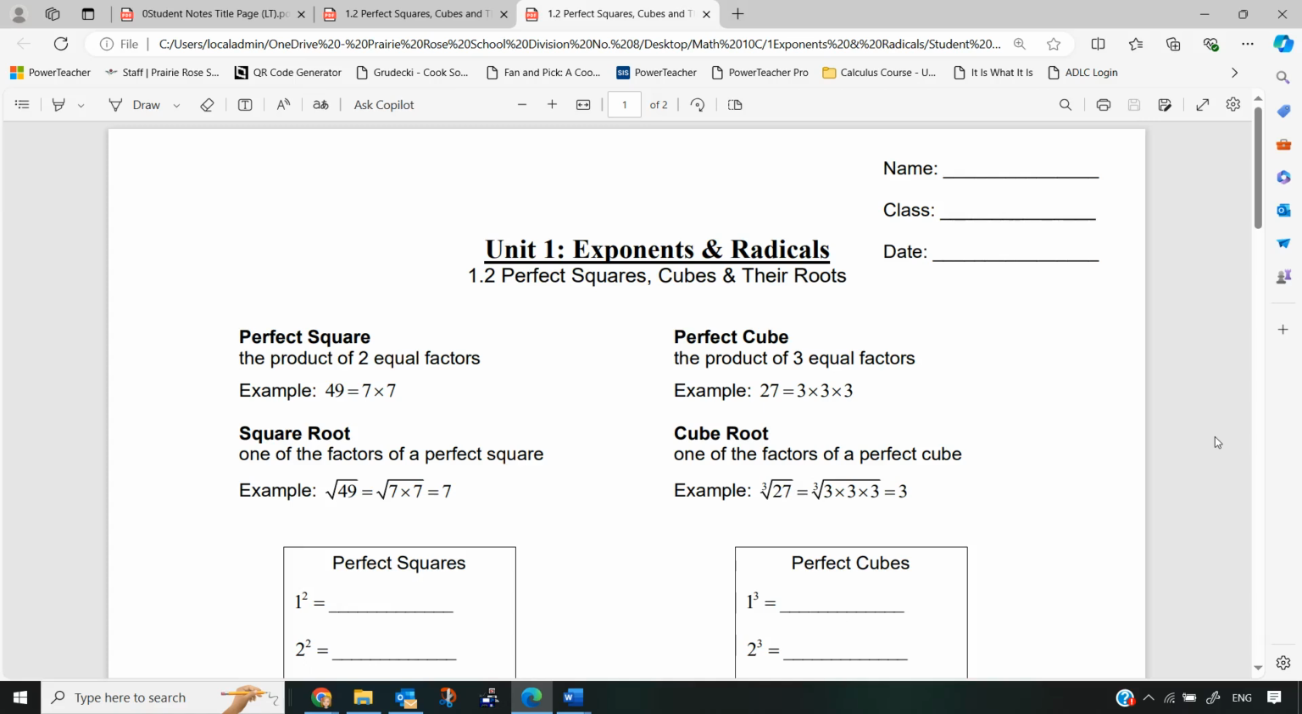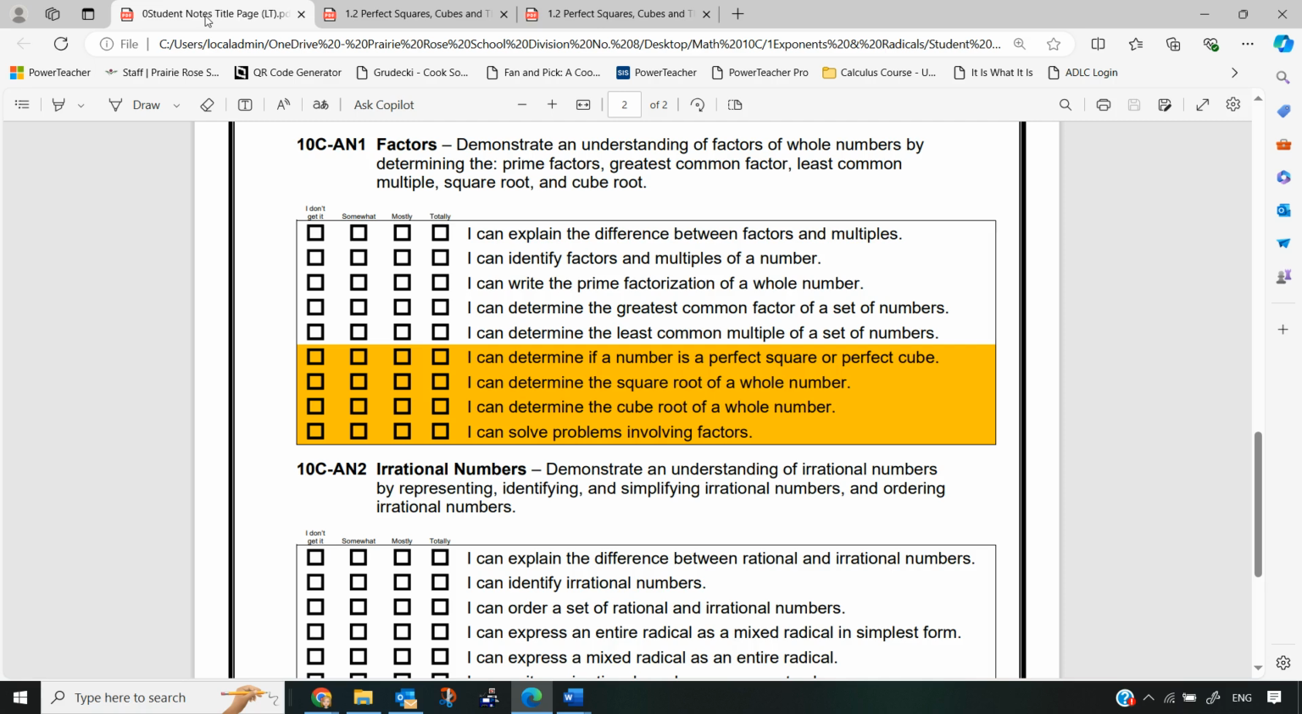Welcome back. Today we're going to look at topic 1.2, perfect squares, cubes, and their roots. So let's get started by looking at our learning targets.